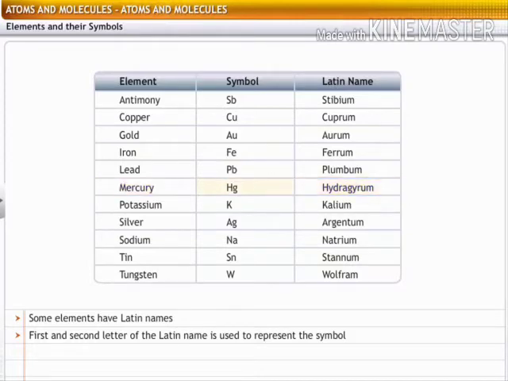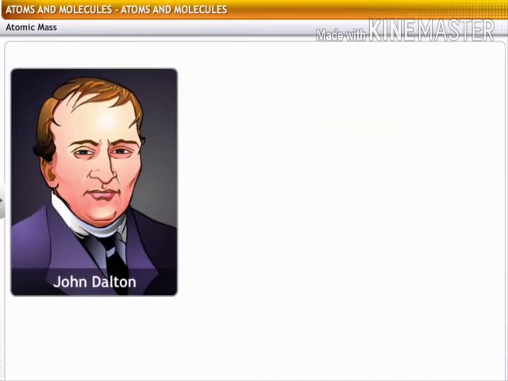Mercury as hydrargyrum, and is represented as Hg. Kalium is the Latin name of potassium, and its symbol is K. Silver as argentum, and it is represented as Ag. Natrium is the Latin name of sodium, and is represented as Na. The Latin name of tin is stannum, and the symbol is Sn. Wolfram is the Latin name of tungsten, and it is represented as W. A symbol not only represents one atom, but also the mass of the element.